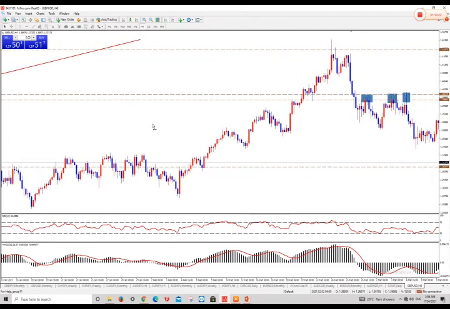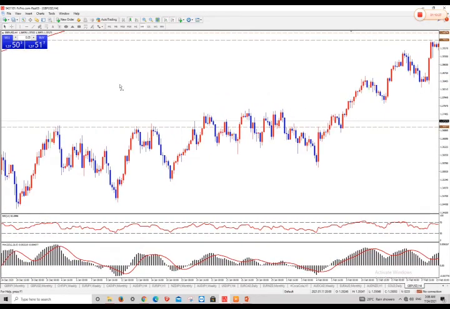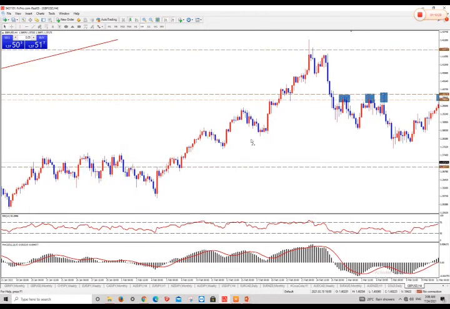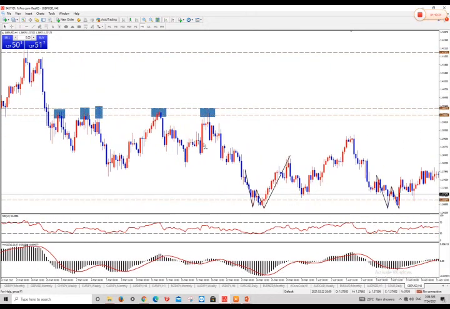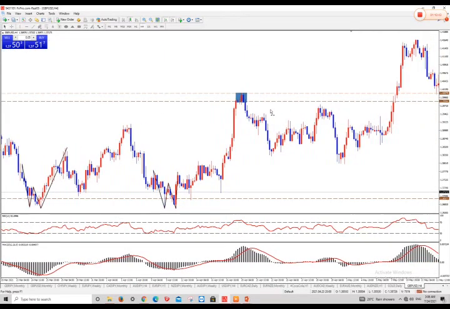Let's see if we can get more clues. As I said, now let's go forward after looking left to confirm that our supply level is solid enough. Let's see what's happening here.